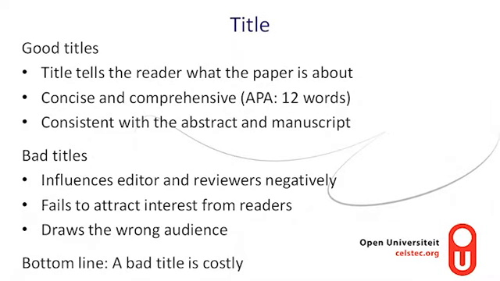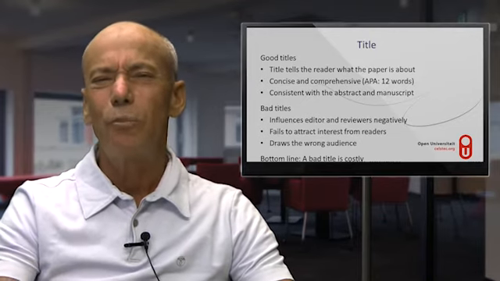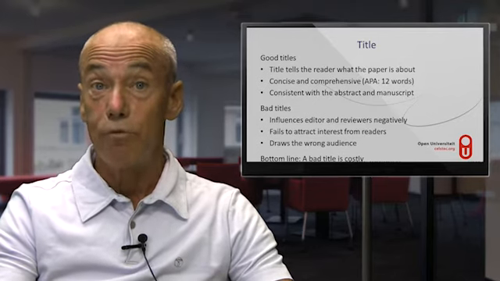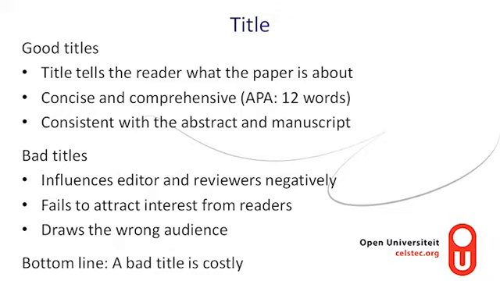Okay, the title. I said I'd get into it, now I will. A good title tells the reader exactly what the paper's about. It's what they look at, it's the door to your article. It has to say something to get someone to really want to read it. It has to be concise, yet at the same time comprehensive. Concise, short, APA says 12 words, but comprehensive tells exactly what's in your article. That's not simple, but it's very important. And it needs to be consistent with the abstract and the manuscript.